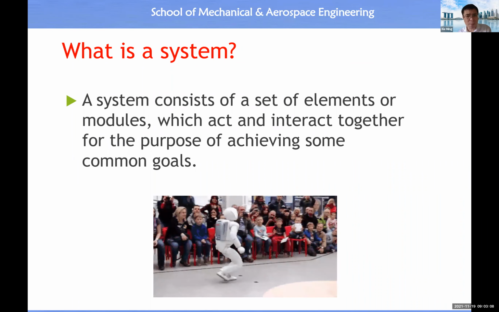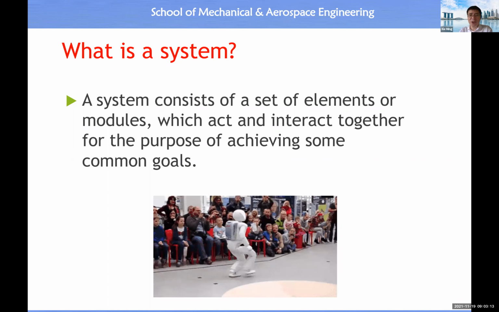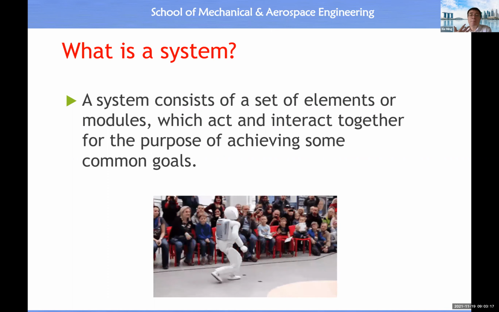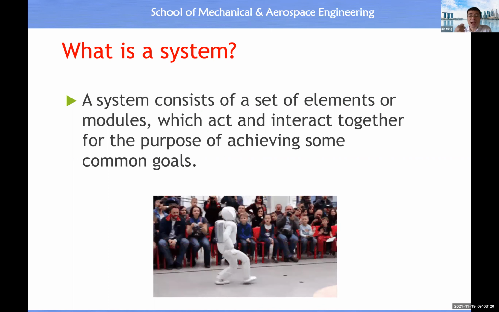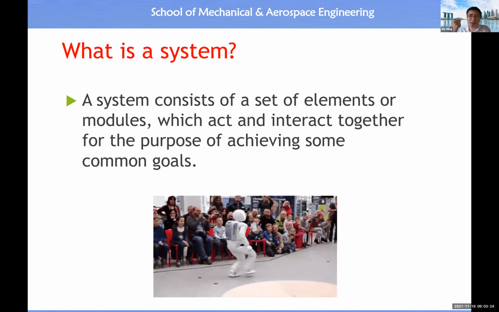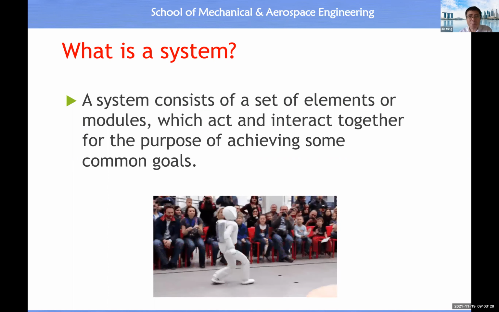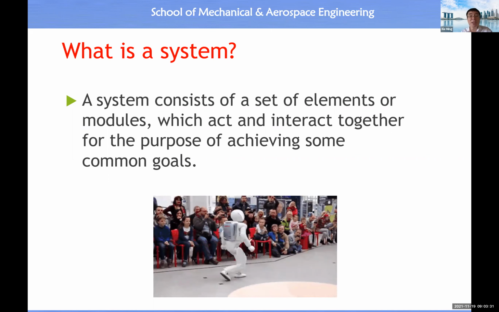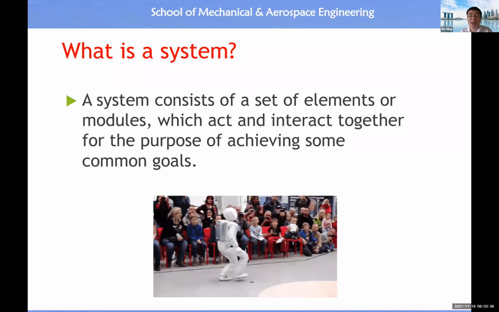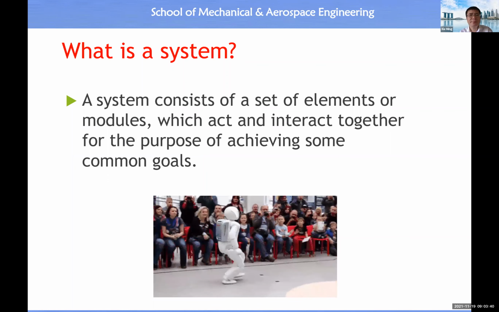achieving a common goal. For example, you see this short video, you have a biped walking robot. This robot has a legs locomotion system, arm system, finger system, body system, head system, perception system, power system, etc. So you see, this robot has many modules. They work together in order to achieve this biped walking on the ground, all right?